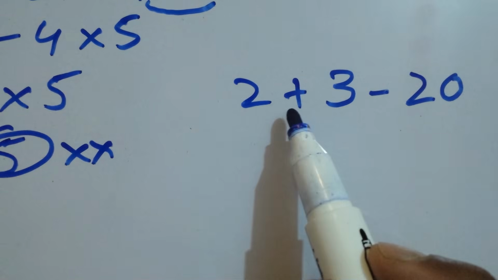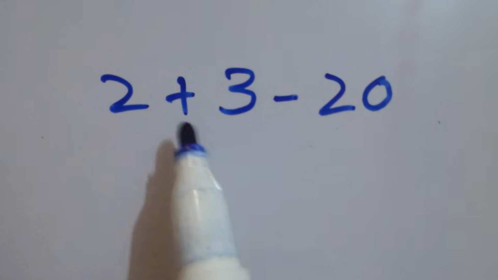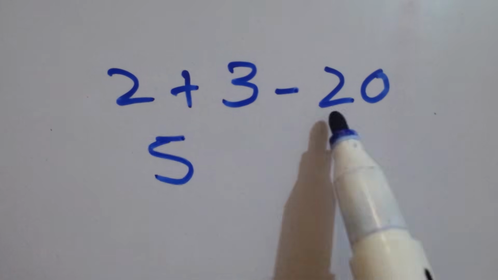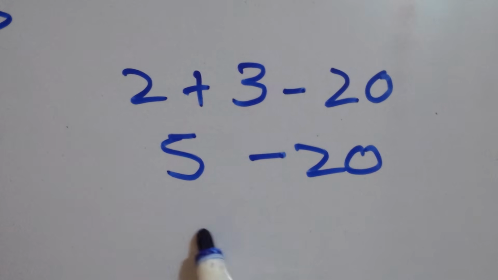So now addition and subtraction left to right. So 2 plus 3 equals 5 minus 20. And 5 minus 20 equals minus 15.